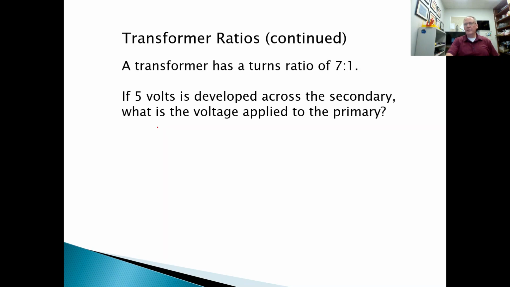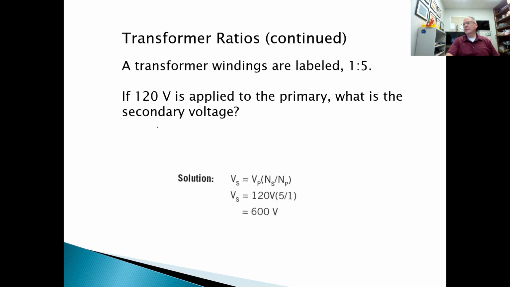And again, here, if it's just listed as a ratio, that's saying NP is 7, NS is 1. And then if you know the voltage on the secondary, you can calculate for the voltage on the primary. So it's just 7 times more, and away you go. All right, so here's this one.